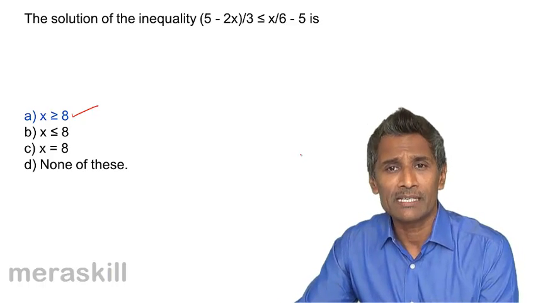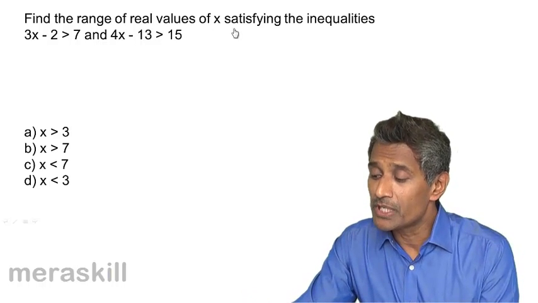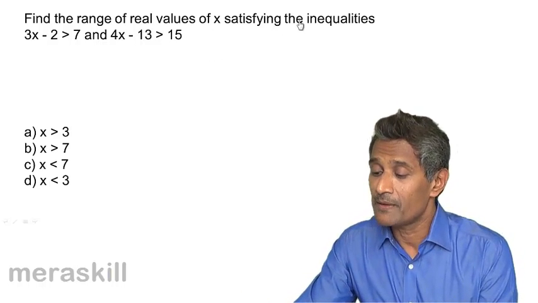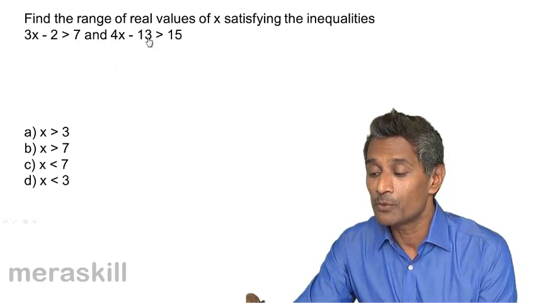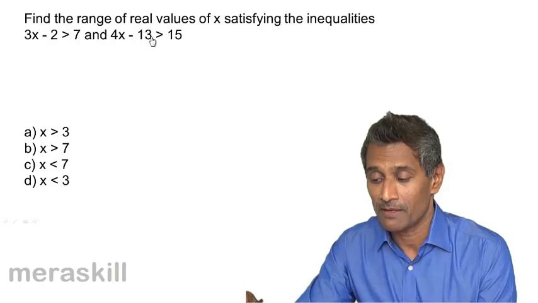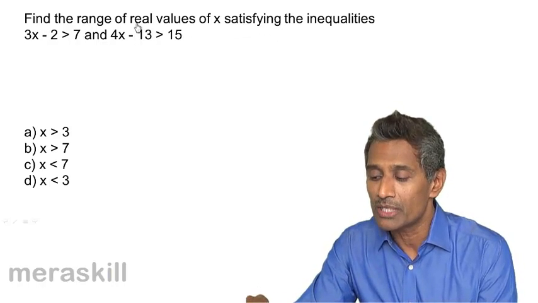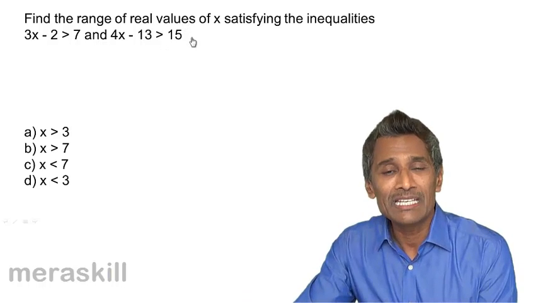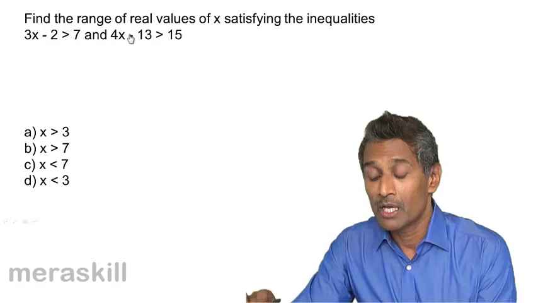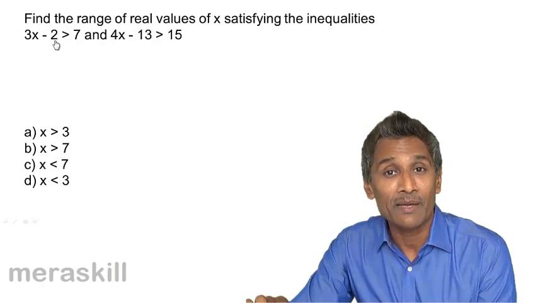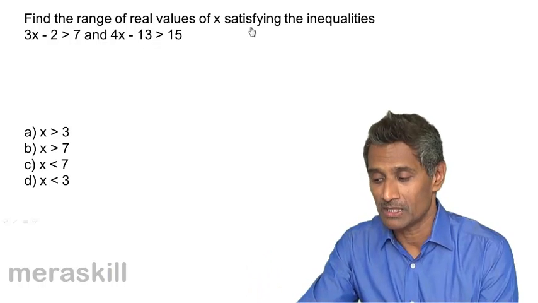Let's take up another case, the next case. Find the range of real values of x satisfying the inequality 3x minus 2 greater than 7 and 4x minus 13 greater than 5. Let us understand what this question actually means. When you're talking about range of real values, the inbuilt understanding is that all those values of x which simultaneously satisfy this inequation as well as this inequation. That has to be taken care of.